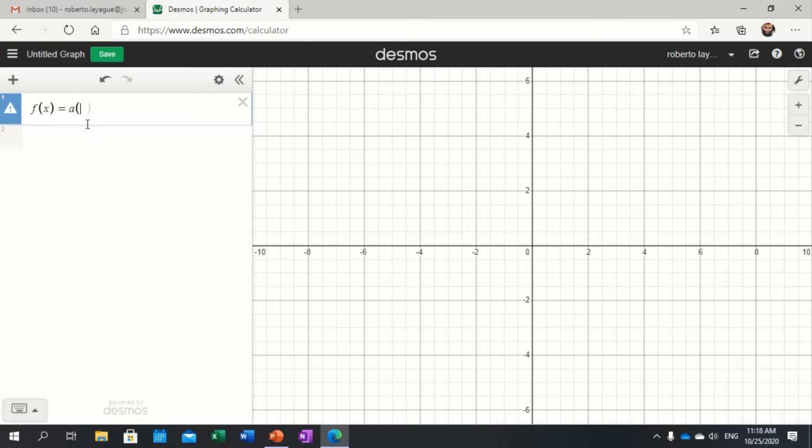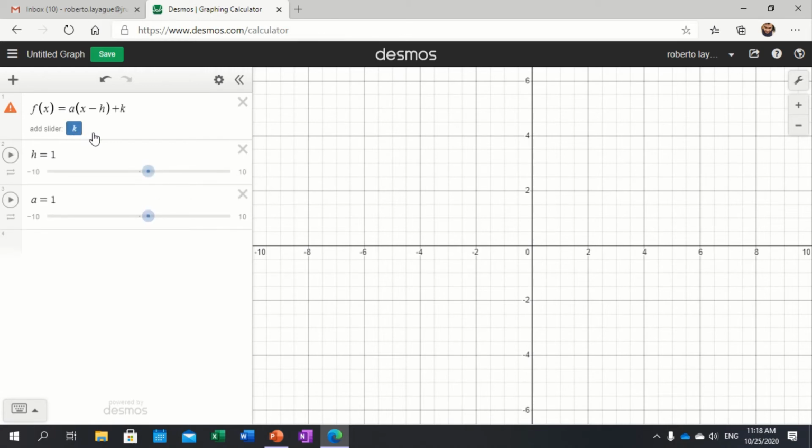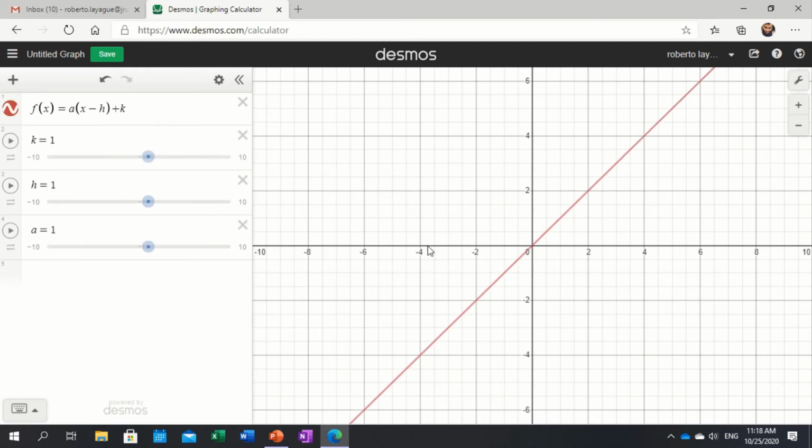So a(x minus h) plus k. So let's say you have a slider for the leading coefficient, a slider for the x coordinate of the vertex, and then a slider for the y coordinate of the vertex. So as you can see, this is how it works.